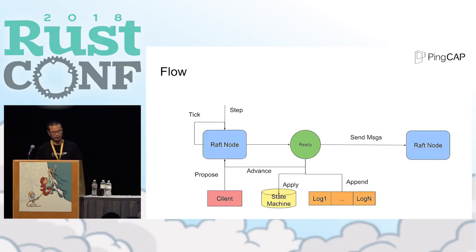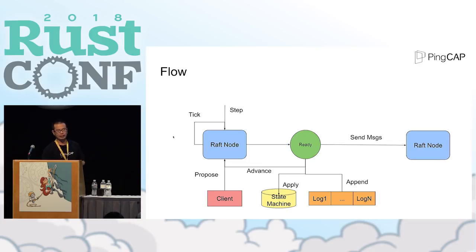Using the Raft library is very easy, and you can see the whole picture here. At first you need to create a Raft node. You need to create a Raft node, and you can see that every Raft node is a state machine, and what we need to do is to drive the state machine from one state to another state. Mostly we have three ways to drive it.